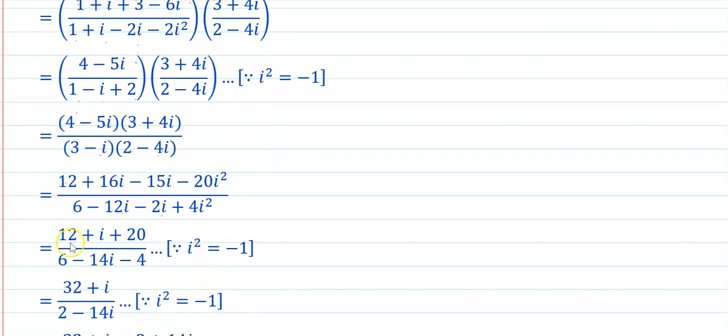पुढे simplification 12 is as it is. Plus 16i minus 15i you will get i. Minus 20i square. i square is minus 1. This minus and minus that will become plus. 12 plus 20 you will get 32 plus i.